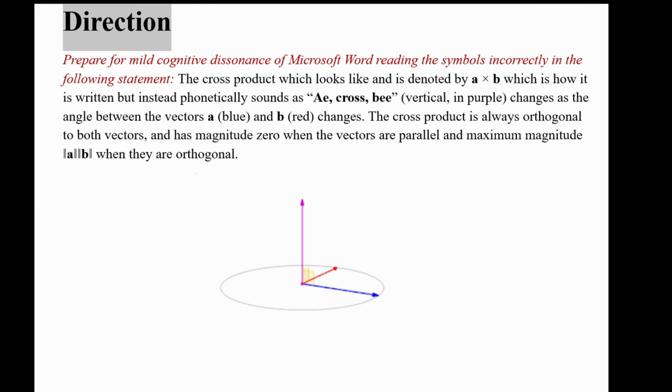Direction. Prepare for mild cognitive dissonance of Microsoft Word reading the symbols incorrectly in the following statement. The cross product, which looks like and is denoted by a times b, which is how it is written but instead phonetically sounds as a cross b, vertical, in purple, changes as the angle between the vectors a, blue, and b, red, changes. The cross product is always orthogonal to both vectors, and has magnitude 0 when the vectors are parallel and maximum magnitude AB when they are orthogonal.